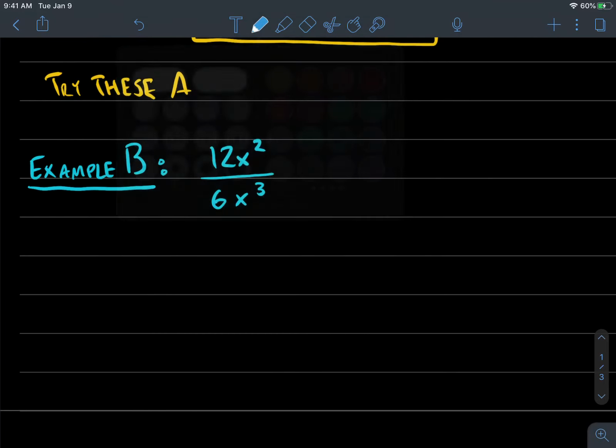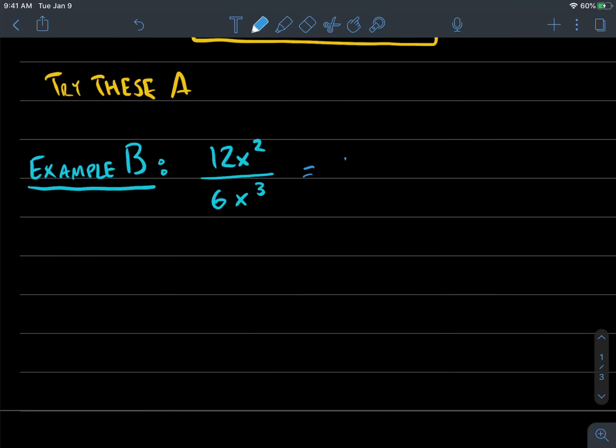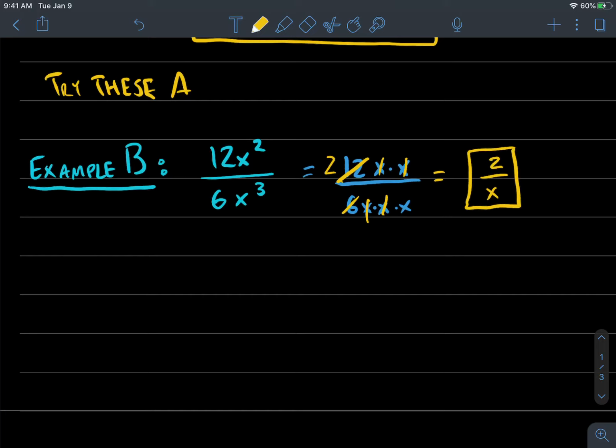I'm sorry, guys. I'm doing it wrong. I just remembered. So the way you're going to want to write this down is 12 times x times x over 6 times x times x times x. Now we know 12 over 6 is 2, so that goes here, right? And then this pair cancels out this pair. This one cancels out this one. So what our answer is going to be is a 2 on the top and an x on the bottom. And that's how we do it.